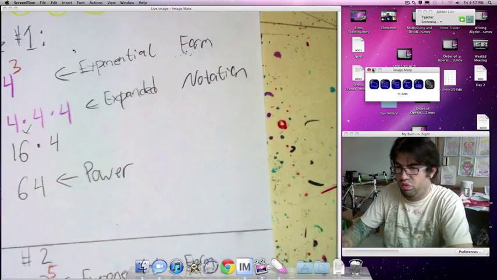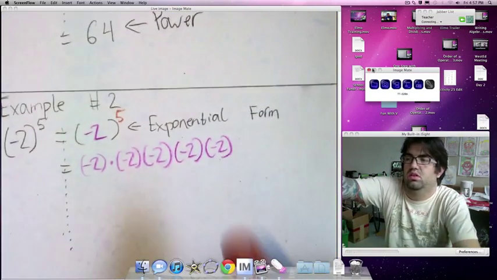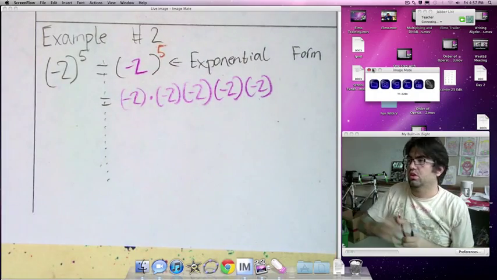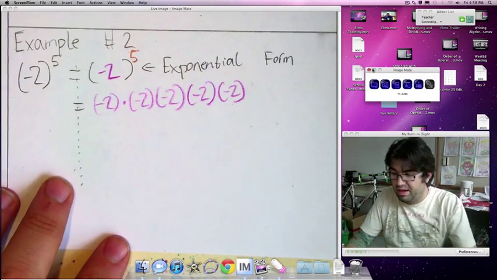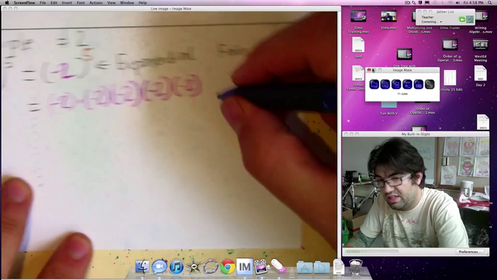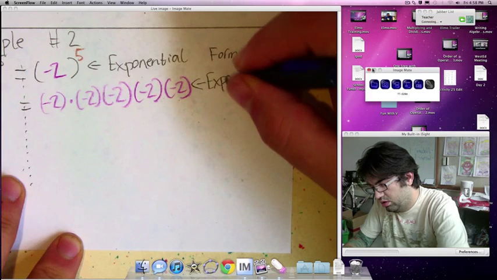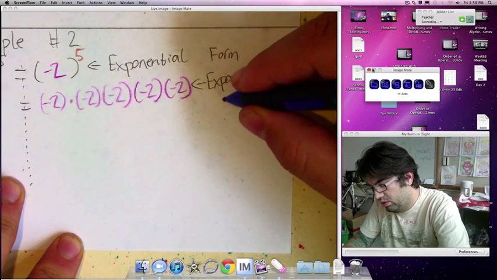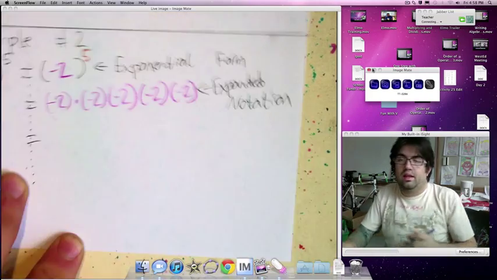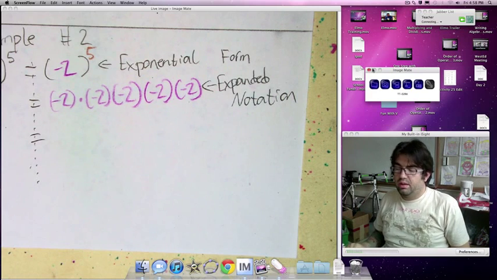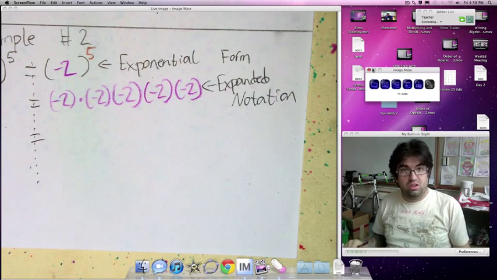So, tilt this down a little bit. Perfect. And a little more. There we go. Looking good, looking good. Okay. So now what do I have? Well, now I have my expanded notation. Now, I could take my time and go -2 times -2 is 4. 4 times -2 is -8, which is fine if you want to do it that way.